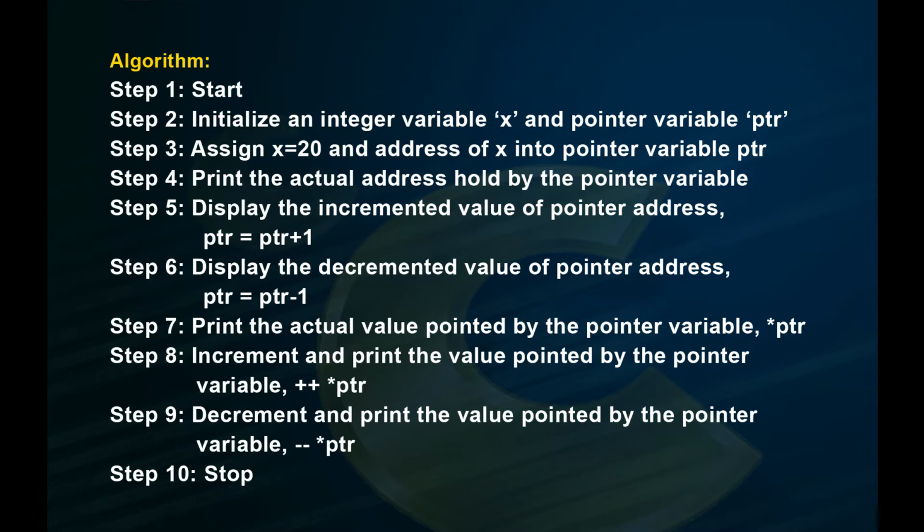First, we would write the algorithm. Step 1, start. Step 2, initialize an integer variable x and pointer variable ptr. Step 3, assign x equal to 20 and address of x into pointer variable ptr. Step 4, print the actual address held by the pointer variable. Step 5, display the incremented value of pointer address, ptr = ptr + 1.